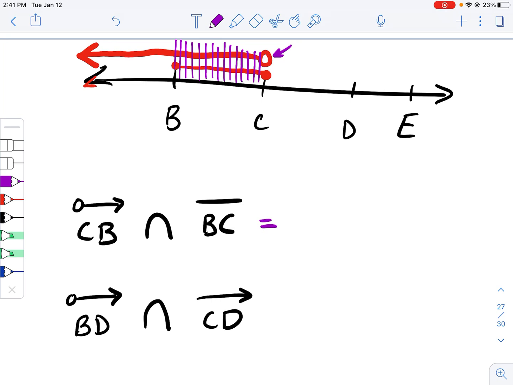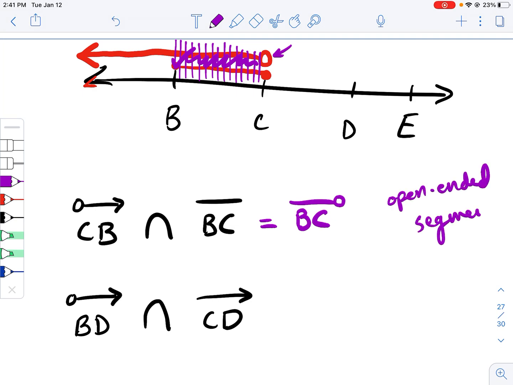So their intersection includes B and all of these points up to C. So you'd think it would be segment BC, but we don't want the endpoint C. So we're going to call this an open-ended segment. That is allowed. It's a new term, and you will find it occurring often in these types of questions. I could have also written an open-ended segment like this. Another situation you might find is a double open-ended segment, which, as you can see, has an open end on both sides. So it's a segment that does not include either of its endpoints.